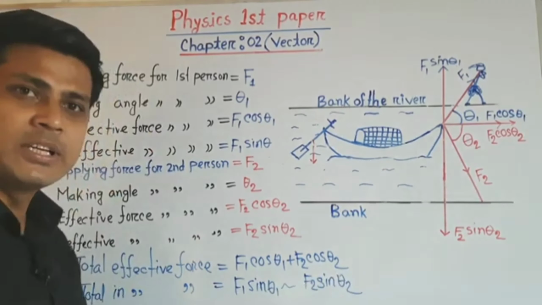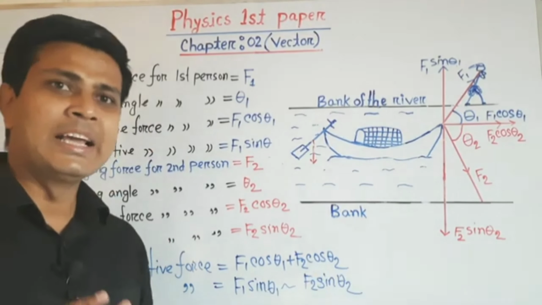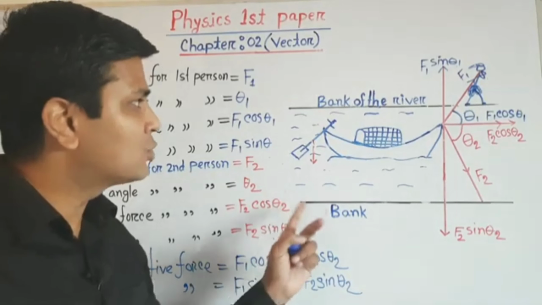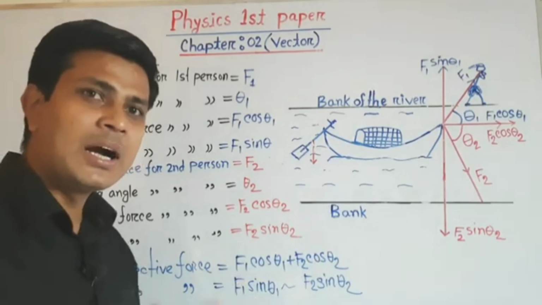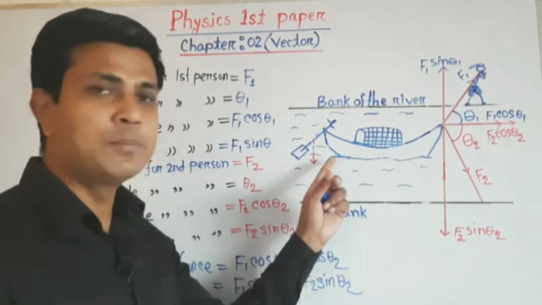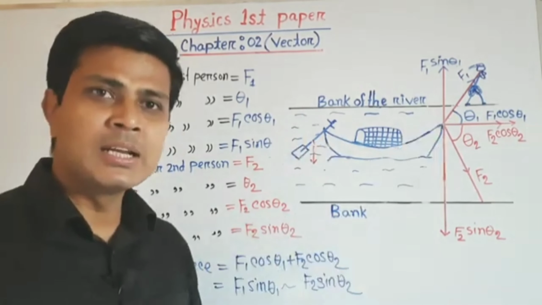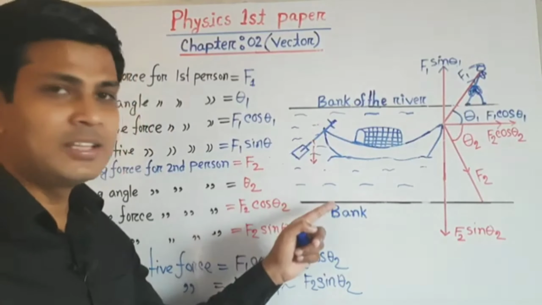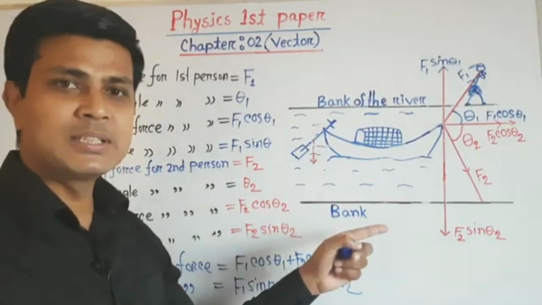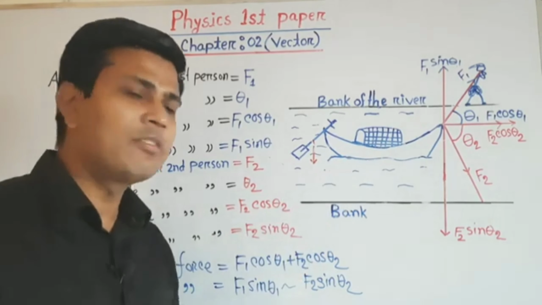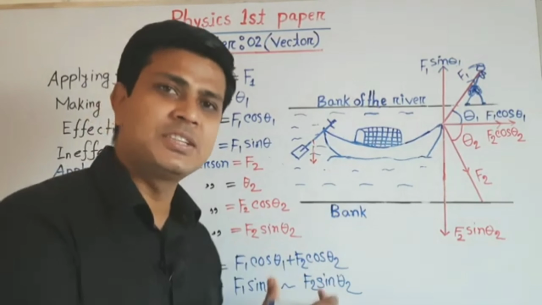So this is the process of towing the boat. I explained all the factors of towing the boat. When one person tows the boat, we can see how the vector resolution takes place here, and if two persons tow the boat from the same bank, then how the vector resolution takes place here, and at last we can see if two persons sitting on the opposite bank tow the boat, then how the vector resolution takes place in that situation. I hope you have understood.